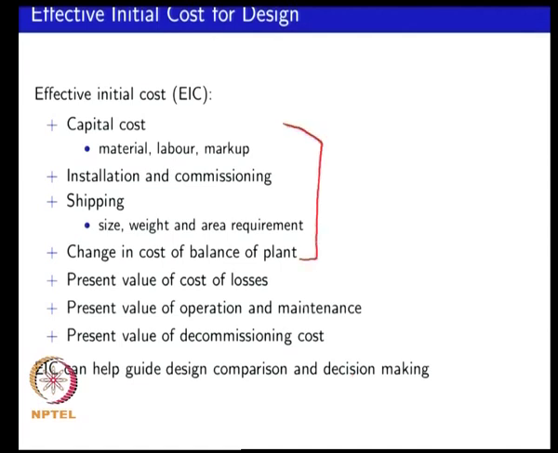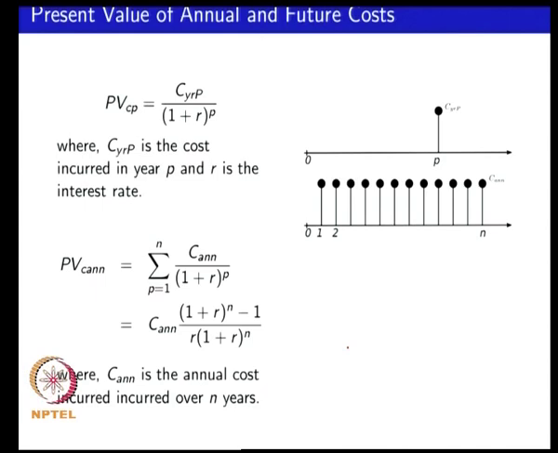So some of these values are available upfront, while others may be ongoing or future values which are reflected back to the present. How could one reflect the cost to the present? Say you have an amount C today and you assume an interest rate R. Then at the end of 1 year you would have C into (1+R). At the end of the second year you would have C into (1+R) into (1+R), so it would be C into (1+R) the whole square. At the end of year P it would be C into (1+R) to the power of P.